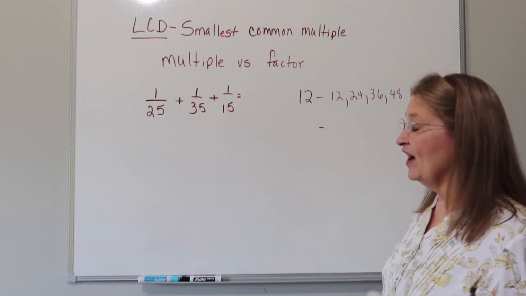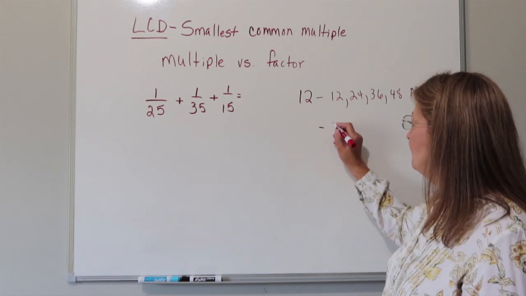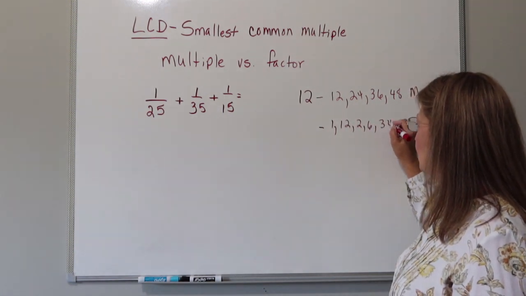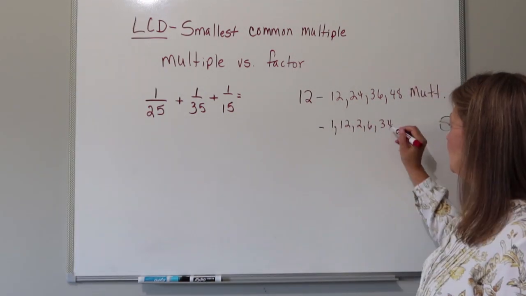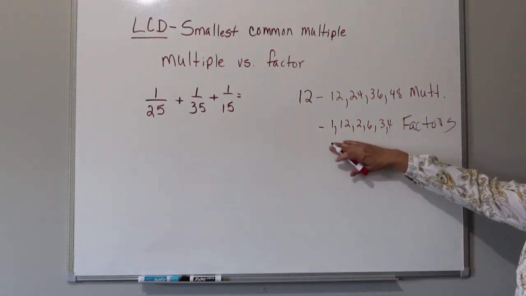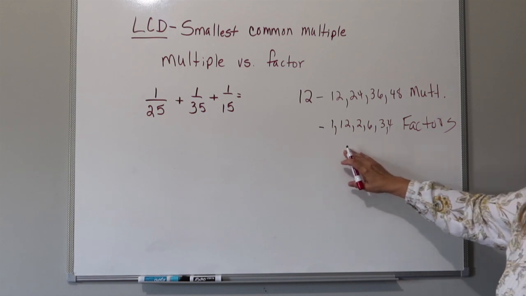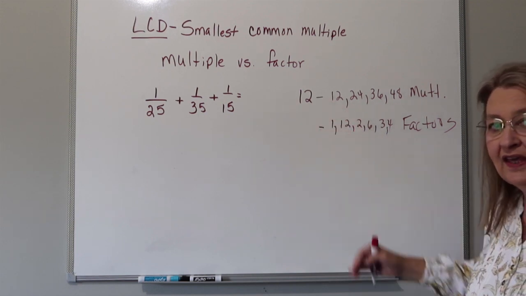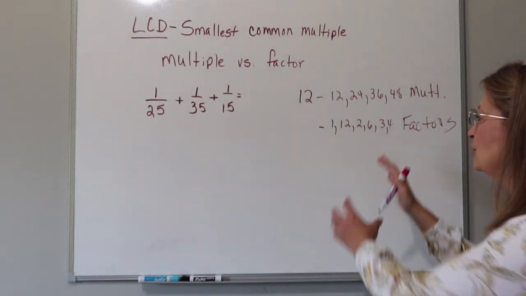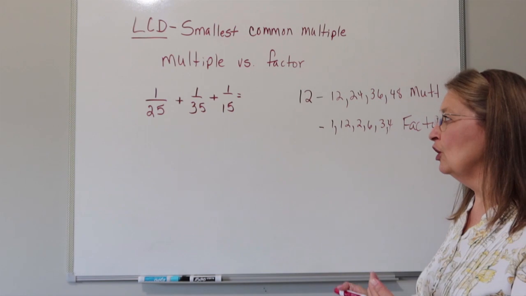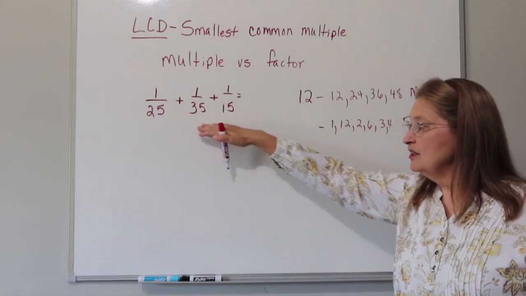So now let's look at the factors of 12. What numbers factor to be 12? 1 and 12, 2 and 6, 3 and 4. Your factors, notice that the largest one is the same size as your number. And then they get smaller. So factors are smaller than your number. Multiples are larger.